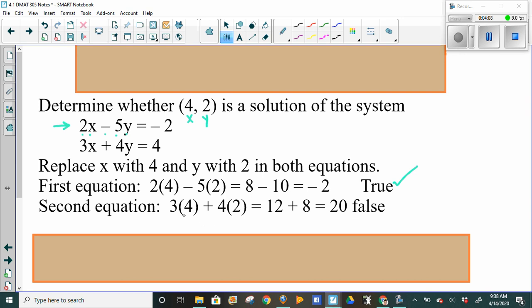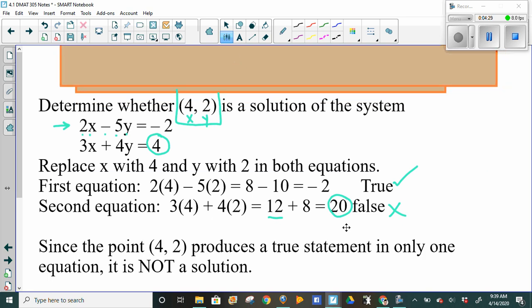In the second equation, we get 3 times 4, which is 12, and 4 times 2, which is 8. But 12 plus 8 is 20. So since this is false, it's supposed to equal 4, and it doesn't. It equals 20, so it makes it false. So this is not a solution. It has to work in both. It's all or none.